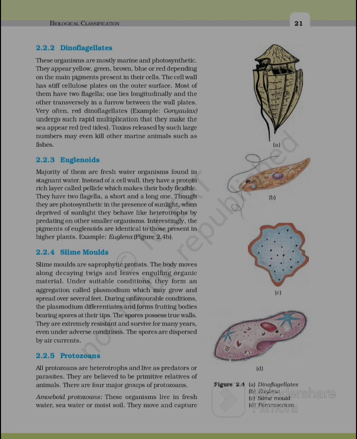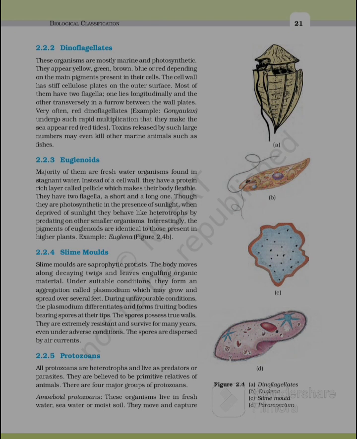Topic 2.2.4 Slime molds. Slime molds are saprophytic protists. The body moves along decaying twigs and leaves engulfing organic material. Under suitable conditions, they form an aggregation called plasmodium, which may grow and spread over several feet. During unfavorable conditions, the plasmodium differentiates and forms fruiting bodies bearing spores at their tips. The spores possess true walls. They are extremely resistant and survive for many years, even under adverse conditions. The spores are dispersed by air currents.